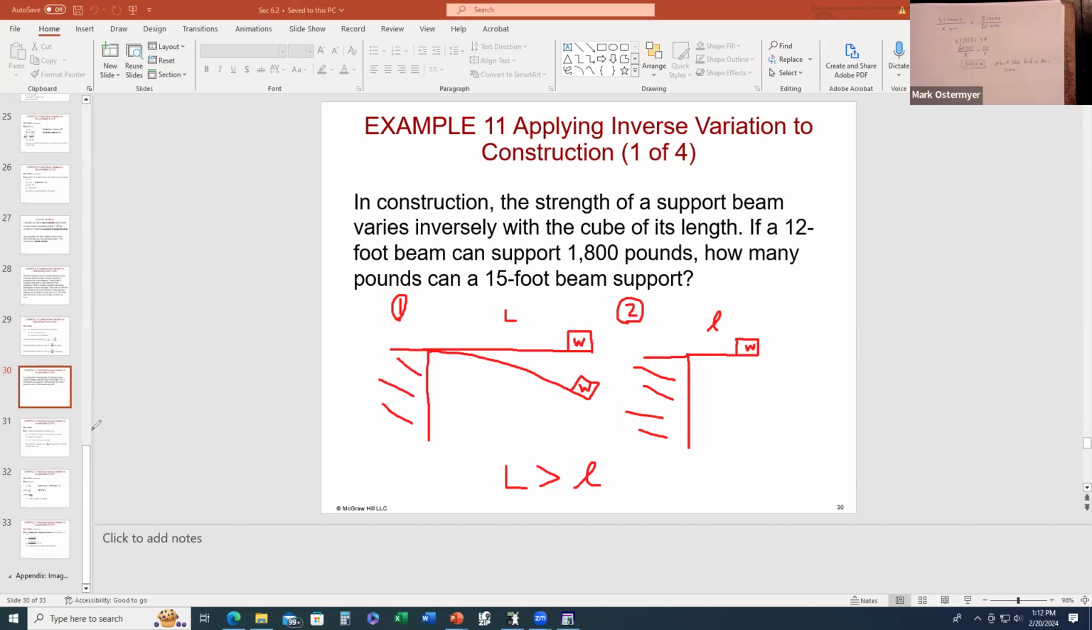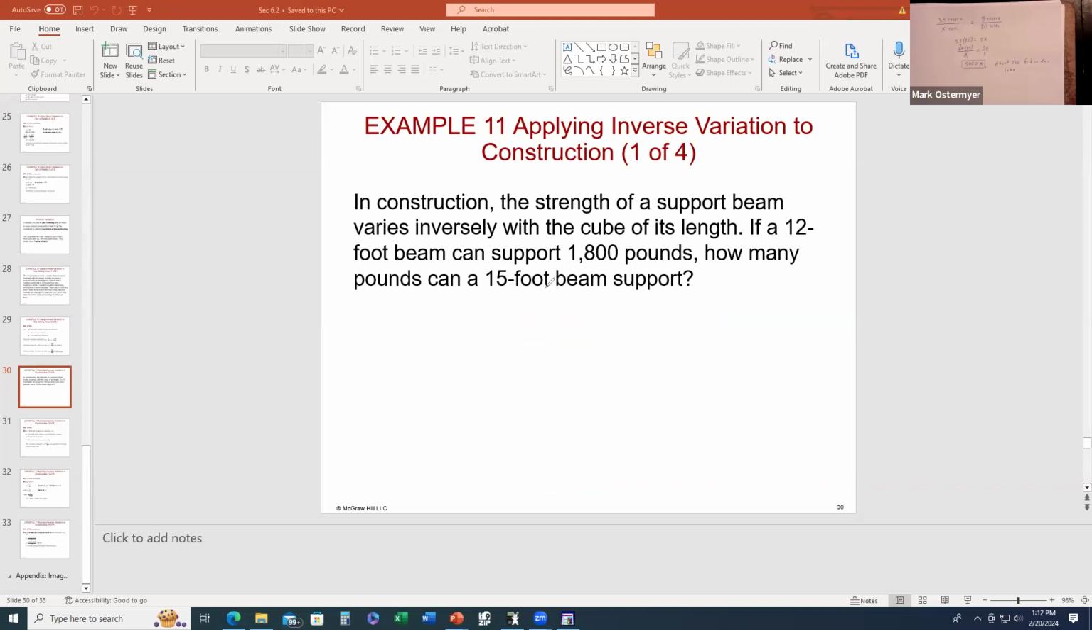Okay. Well, let's dig into this problem here. First of all, we have to write the equation that embodies this relationship between the strength of a beam and its length. We could let y represent the strength of the beam, and let x be equal to the length of the beam.